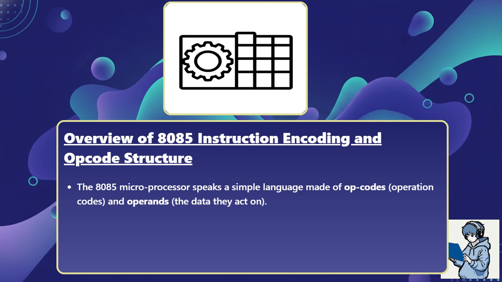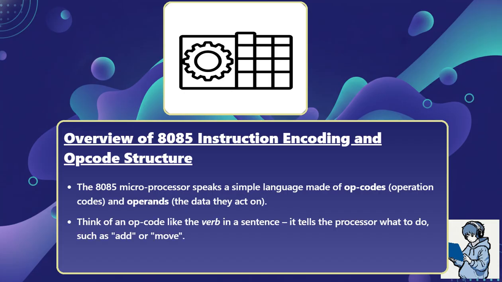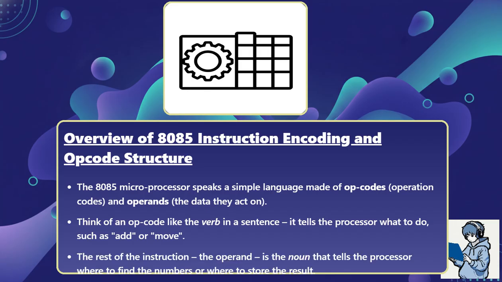The 8085 microprocessor speaks a simple language made of opcodes, operation codes, and operands, the data they act on. Think of an opcode like the verb in a sentence. It tells the processor what to do, such as add or move. The rest of the instruction, the operand, is the noun that tells the processor where to find the numbers or where to store the result.